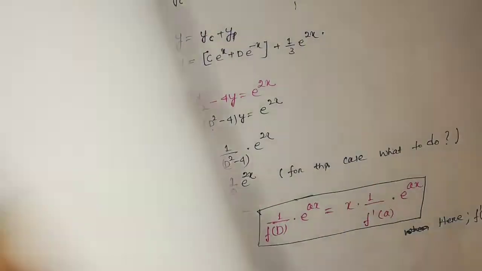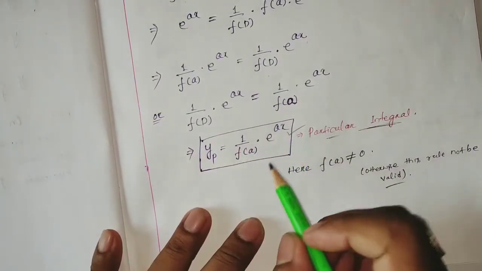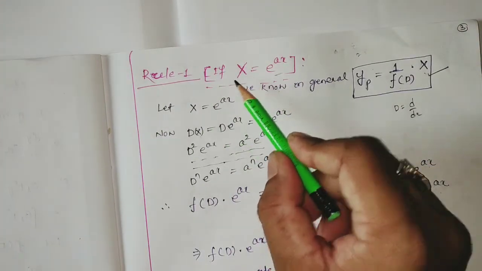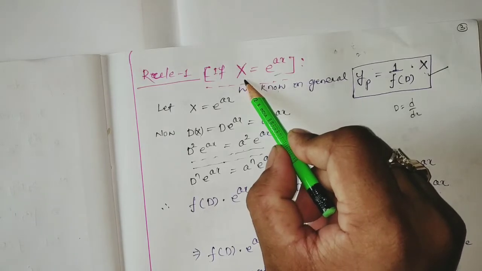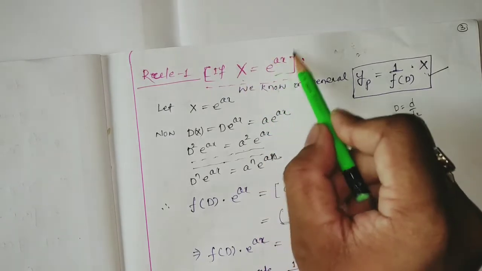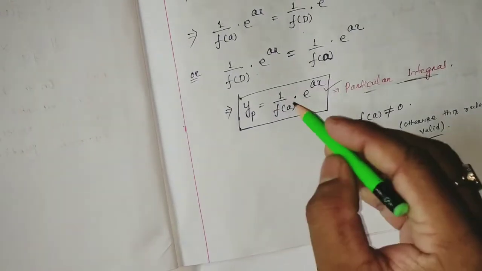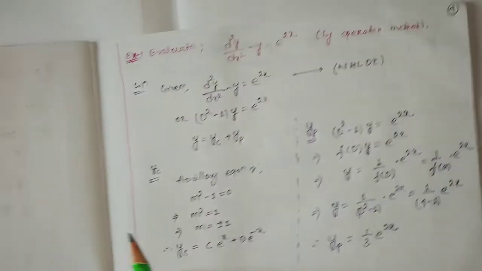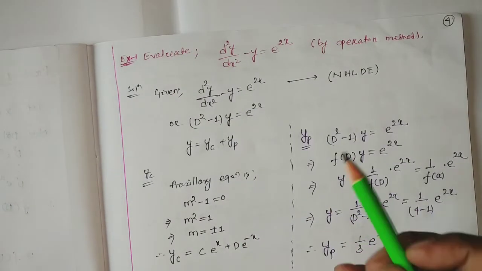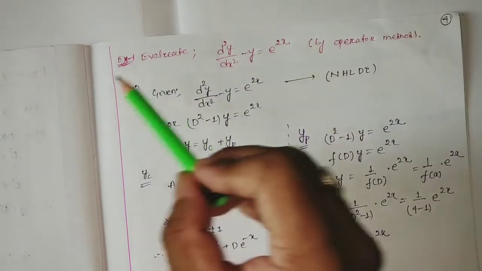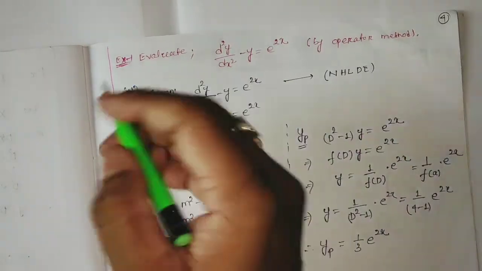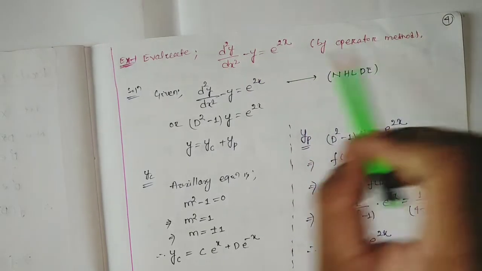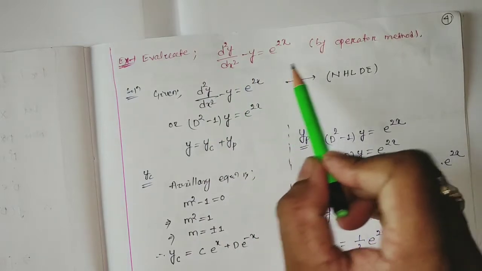Before that, by applying this rule, that if the function X, or the source function, or right hand side function of the non-homogeneous linear differential equation is an exponential function, then the answer will be 1 by f of a into e to the power ax. So using this one, we have to do a numerical. Here it has been given, this is the first example: d square y by dx square minus y equals e to the power 2x. Evaluate this by operator method.